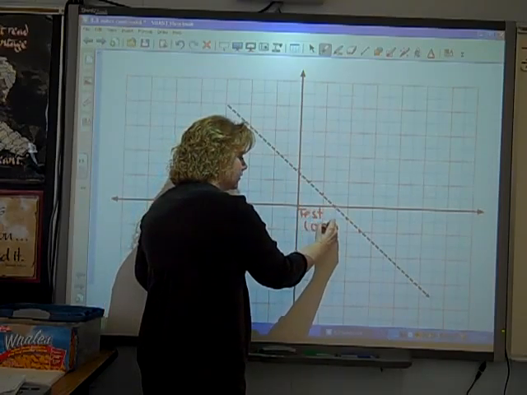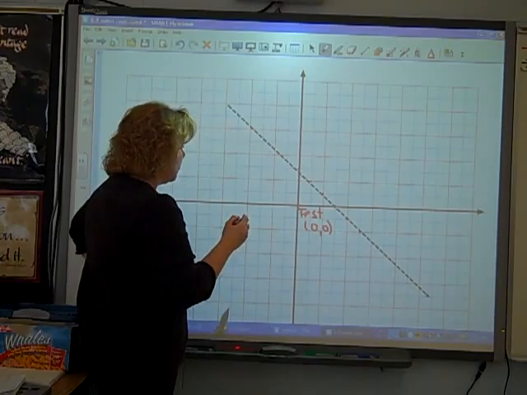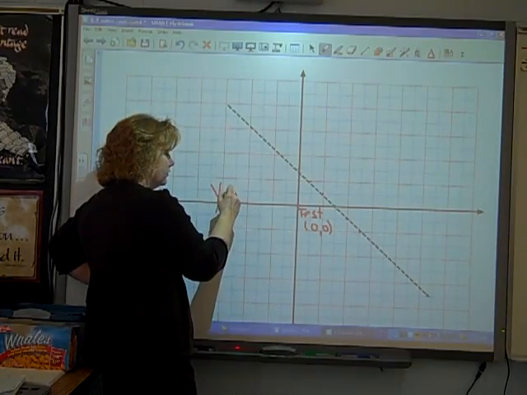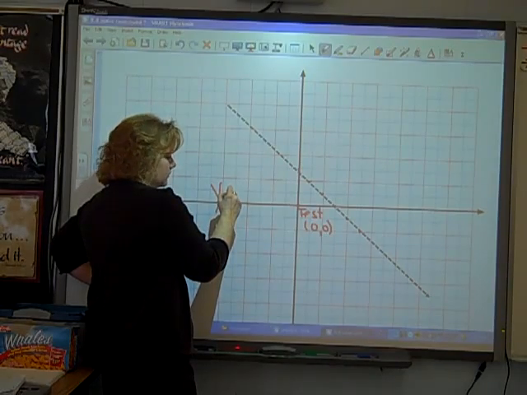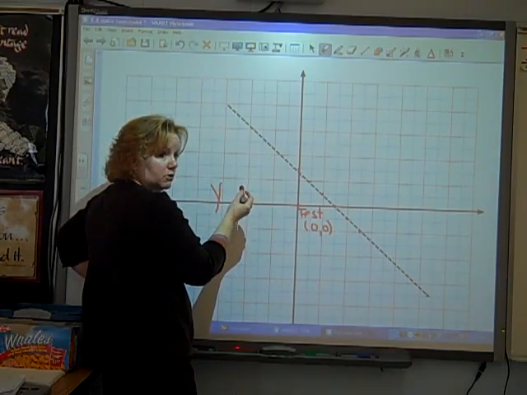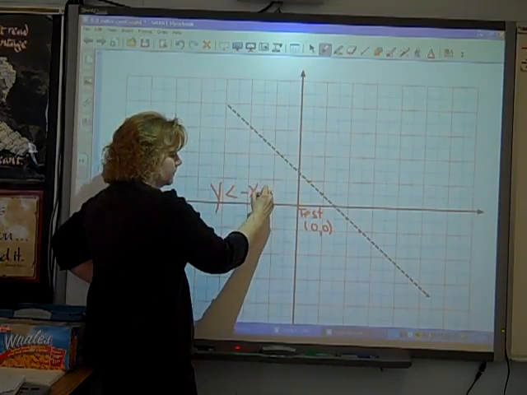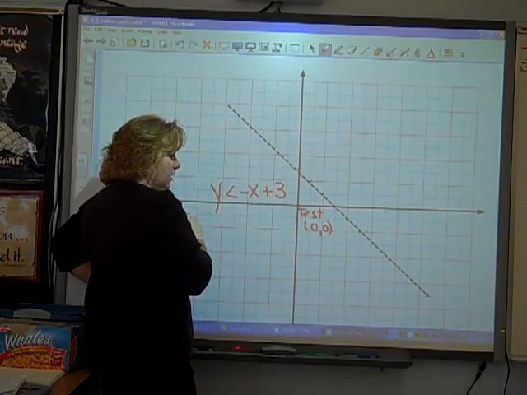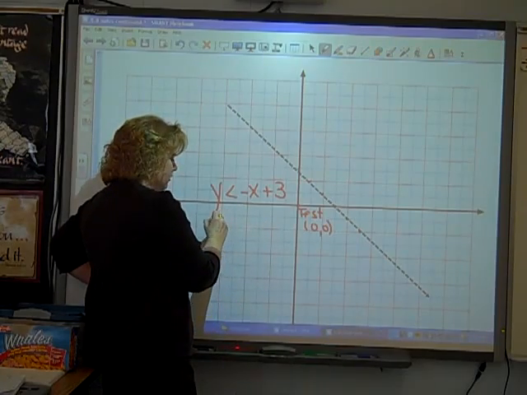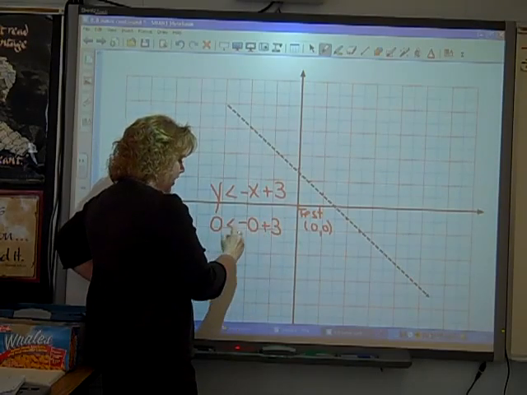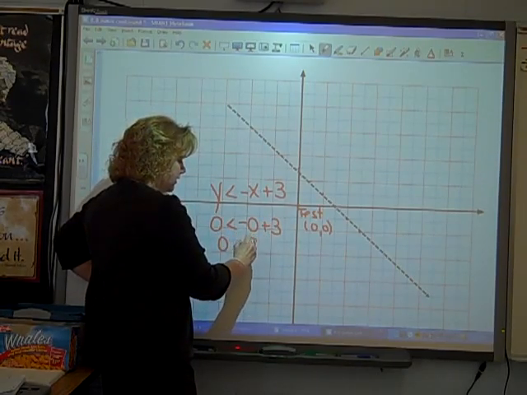Okay, when I test that point, tell me what is our inequality. Y is... I don't have it in front of me, you do. Y is less than negative x plus 3. All right, so I'm going to test. I'm going to put in 0 for y and 0 for x. And I end up with 0 is less than 3.